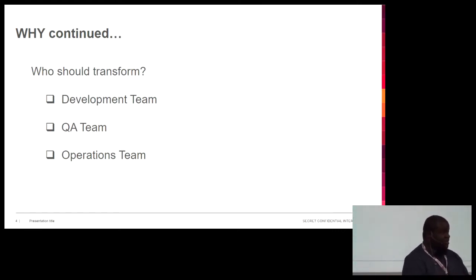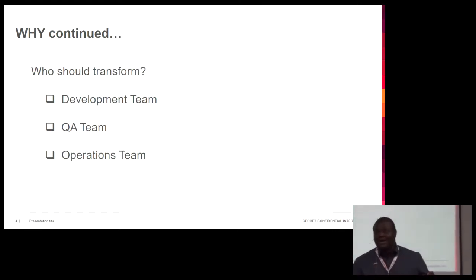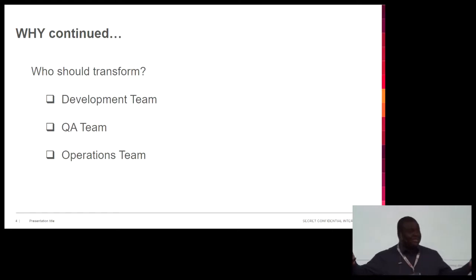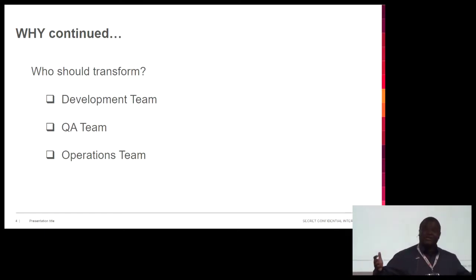So it is very critical that all these three are aligned. And that's where DevOps plays a big role. We bring the three together. A lot of people might have told you DevOps is all about the development team and the operations team. And they're missing the point. It's not about that. All these three are together.